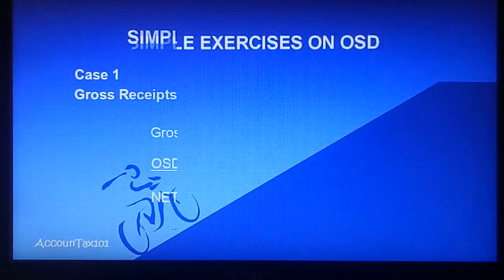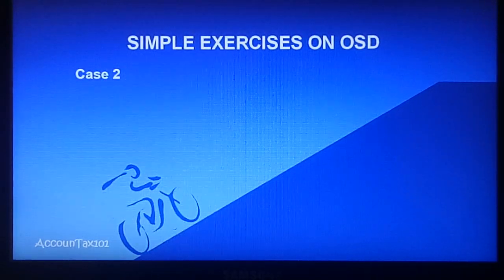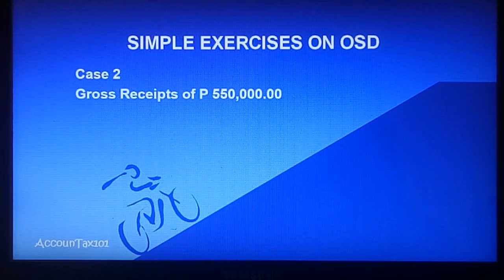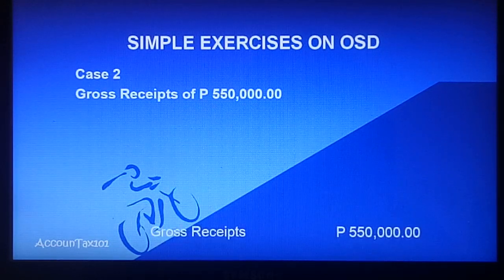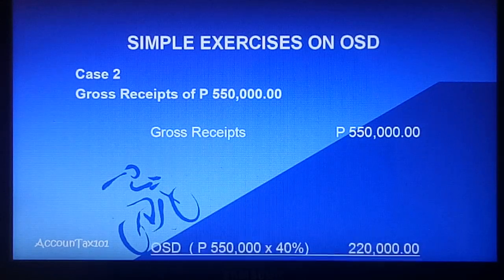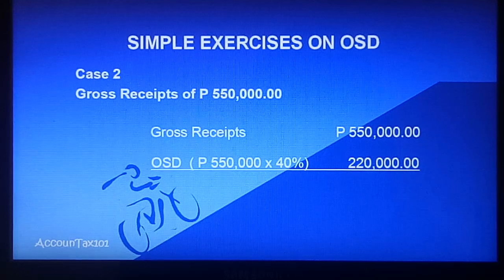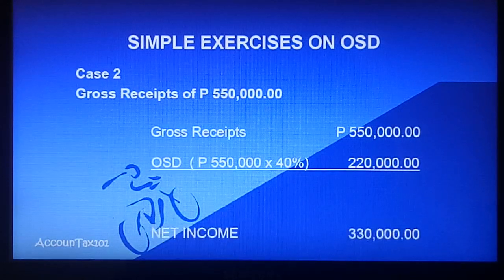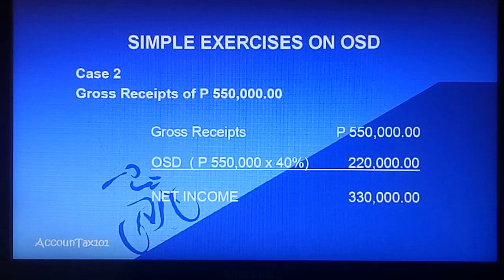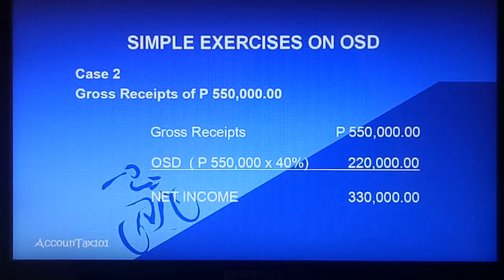Okay, another example. Gross receipts of 550,000. So we have an OSD, 550,000 times 40% is equal to 220,000. So, to get the net income, gross receipts of 550,000 minus OSD of 220,000 to give us a net income of 330,000. So, ganyan mga ka-account tax kung paano kukunin ang net income.